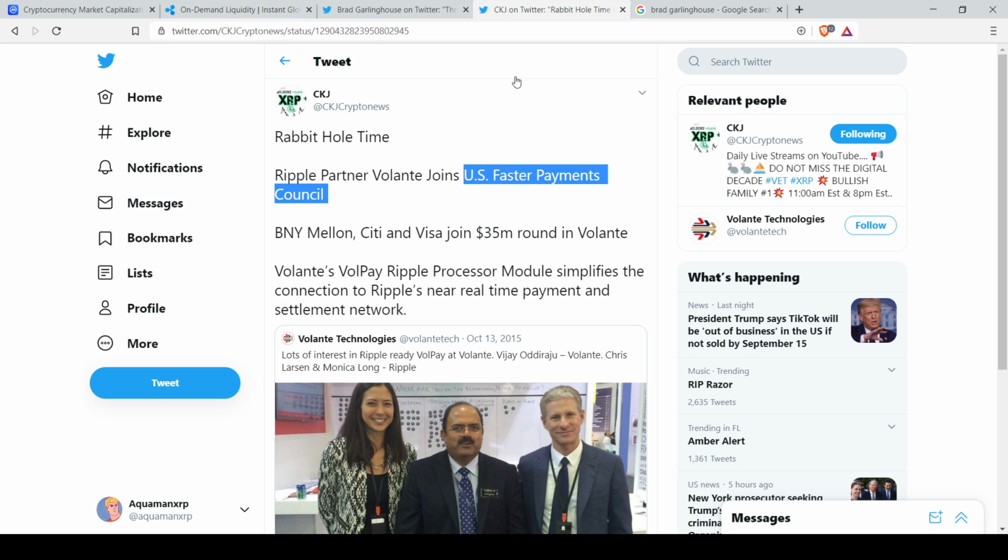Now, another thing. So we have a tweet from CKJ. Go ahead and give him a follow. It says Rabbit Hole Time. Ripple partner Volante joins U.S. Faster Payments Council. BNY Mellon, Citi, and Visa joined $35 million round in Volante. Volante's Volpay Ripple processor module simplifies the connection to Ripple's near real-time payments and settlement network.